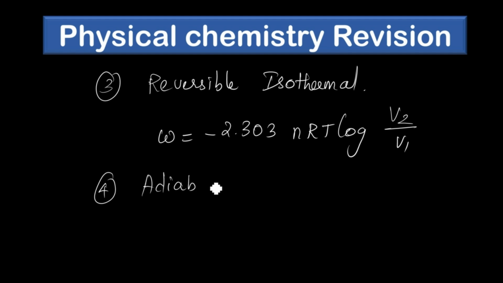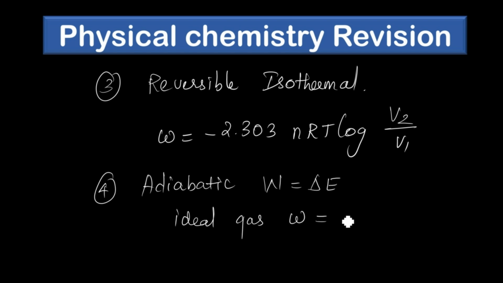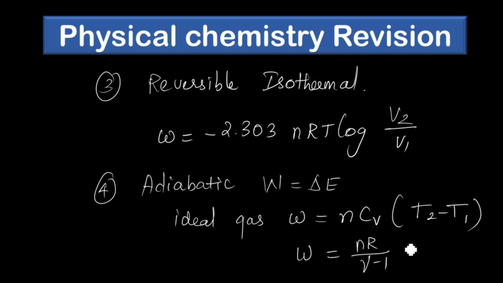Then the fourth formula is for the adiabatic process, where W is equal to delta E. For an ideal gas, I told you that W is equal to n Cv, that is molar heat capacity at constant volume, into T2 minus T1. Or W is equal to nR by gamma minus 1 into T2 minus T1.